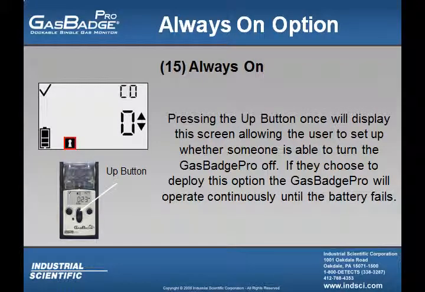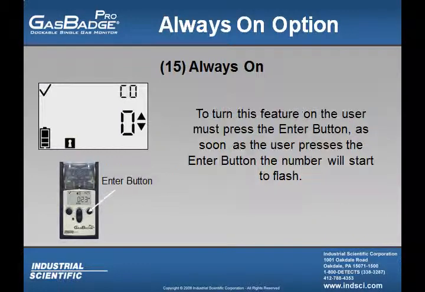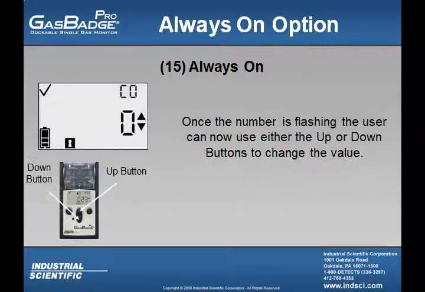Pressing the up button once will show the user this screen, as well as the lock symbol right next to the battery icon. And what the always on option means is that if the user decides to turn this feature on, the instrument will operate continuously until the battery fails. For the user to turn this feature on, they must press the enter button. Once the enter button is pressed, the number will begin to flash.